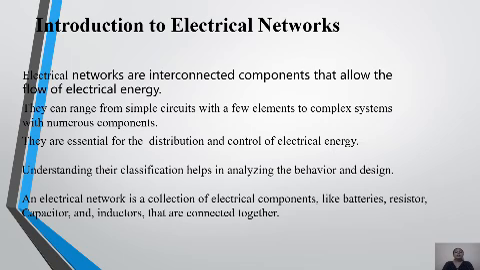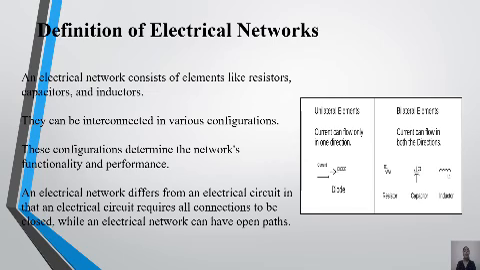An electrical network is a collection of electrical components like batteries, resistors, capacitors, and inductors that are connected together. Definition of electrical networks: an electrical network consists of elements like resistors, capacitors, and inductors. They can be interconnected in various configurations. These configurations determine the network's functionality and performance. An electrical network differs from an electrical circuit in that an electrical circuit requires all connections to be closed, while an electrical network can have open paths.